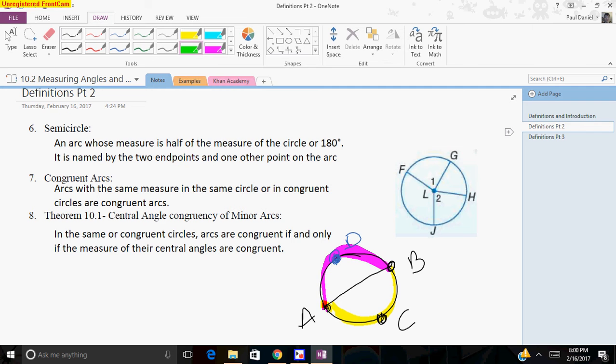Alright, so if I wanted to handle this one that's in purple, I would call that arc ADB, and because its endpoints make up a diameter of this circle, the measurement of that arc is 180 degrees. This is called a semicircle because it's half the circle.